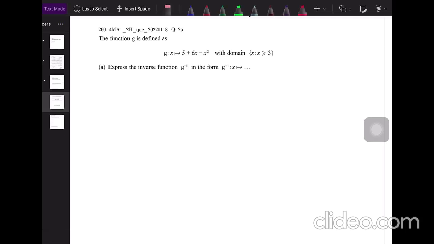So basically what they're asking for is the inverse function of this given function. It can clearly be observed that g(x) is a quadratic function. Why quadratic? Because the variable has a maximum power of 2.